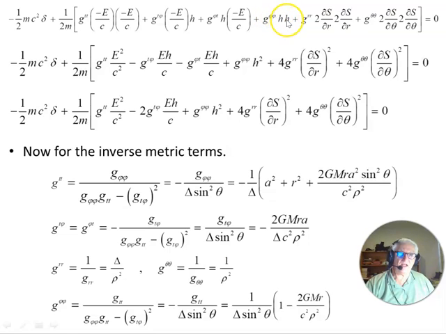Then we have G phi phi H squared. Now we have G R R times 2 dS/dR times 2 dS/dR, and dS/d theta twice. It's these with dS/d theta and dS/dR that we'd like to find. So let's keep going. We've substituted this in. That's our next line.